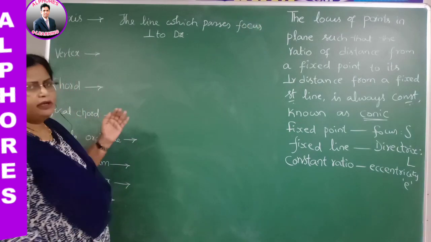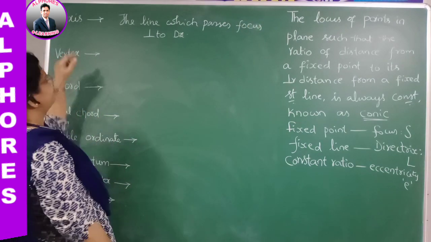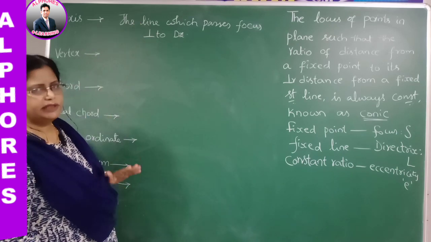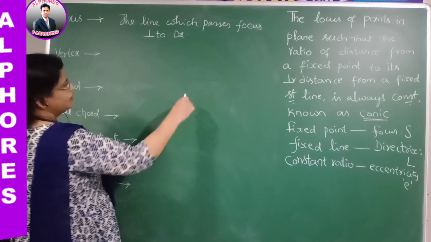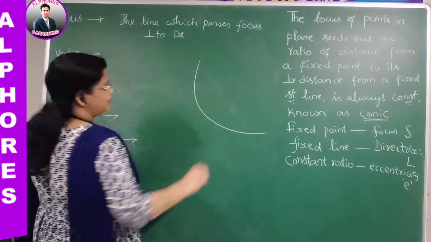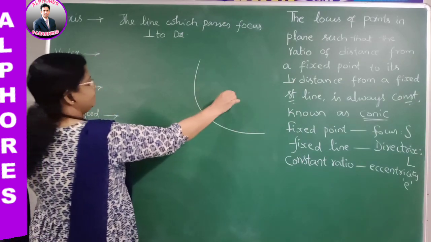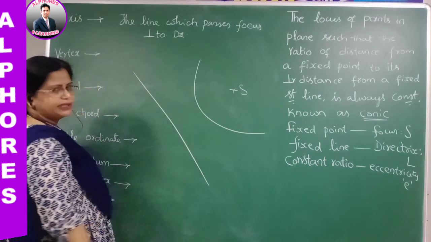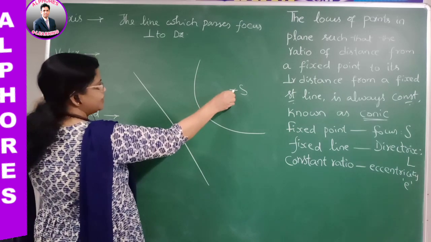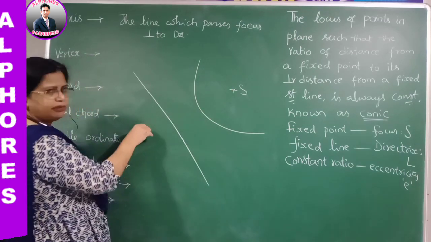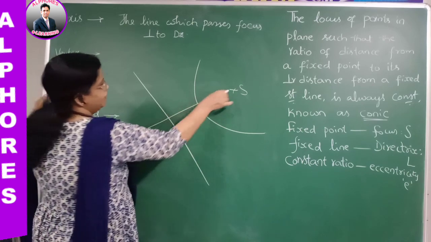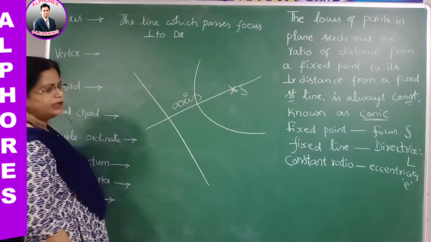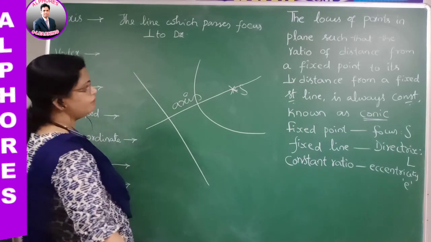Sometimes we call it the principal axis also. So the line which is passing through the focus and perpendicular to the directrix is nothing but the axis. Suppose this is a conic we have taken, this is the fixed point, the focus, and this is the fixed line. The line has to pass through the focus and at the same time be perpendicular to the directrix. Therefore this is the line we call the axis of the conic. So this is the definition of axis.